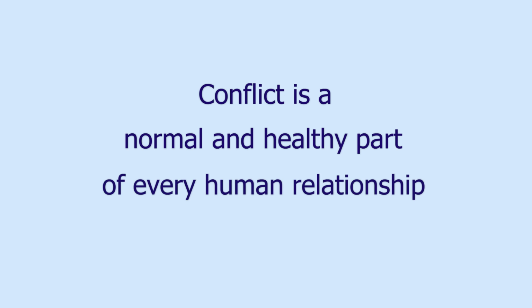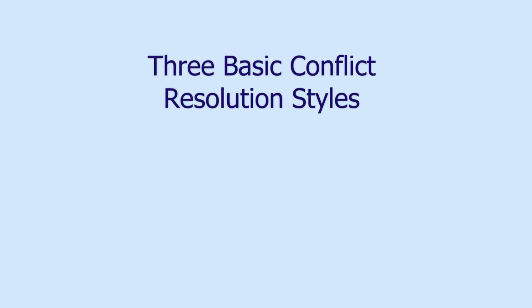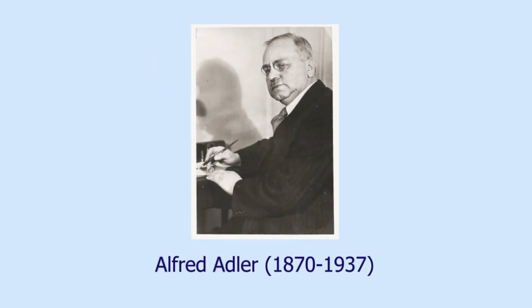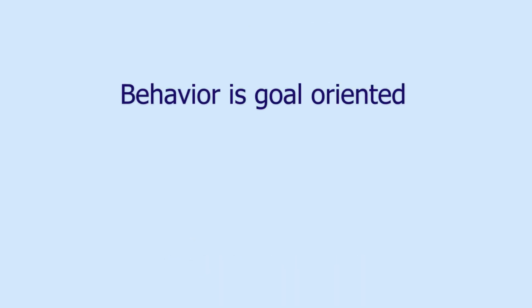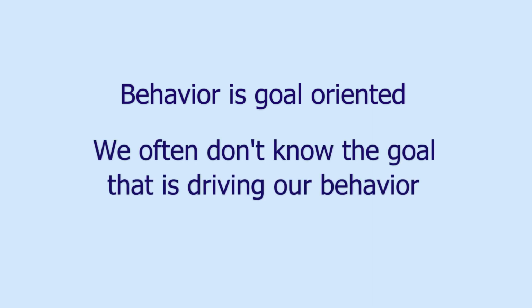To resolve conflicts like these, people use one of three basic conflict resolution styles: non-assertive, assertive, and aggressive. A concept originated by Alfred Adler can help us understand the differences between these three styles more fully. This is the idea that behavior is always goal-oriented. Even though we often don't consciously know the goal that is driving our behavior, there is one.